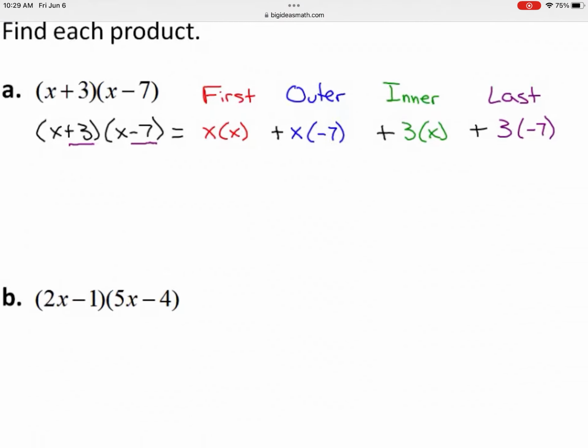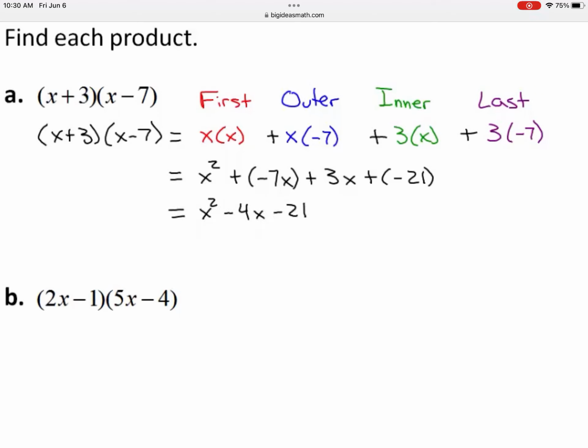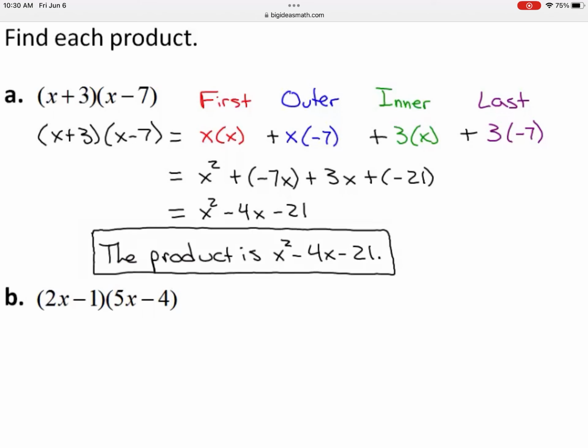So the quantity x plus 3 times the quantity x minus 7 equals x times x plus x times negative 7 plus 3 times x plus 3 times negative 7, which simplifies to x squared plus negative 7x plus 3x plus negative 21, or x squared minus 4x minus 21. So the product is x squared minus 4x minus 21.